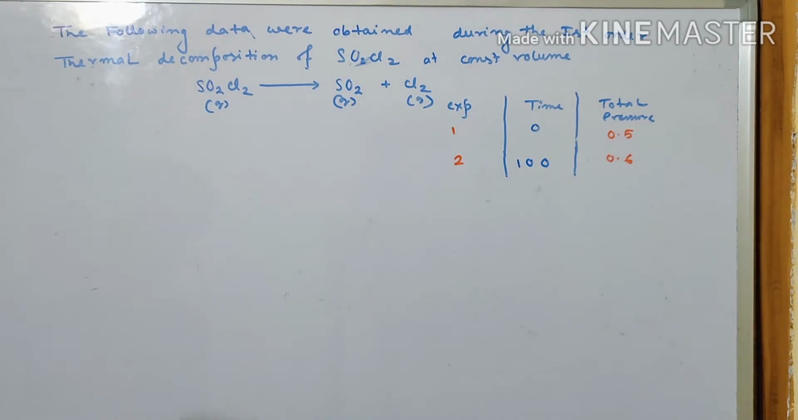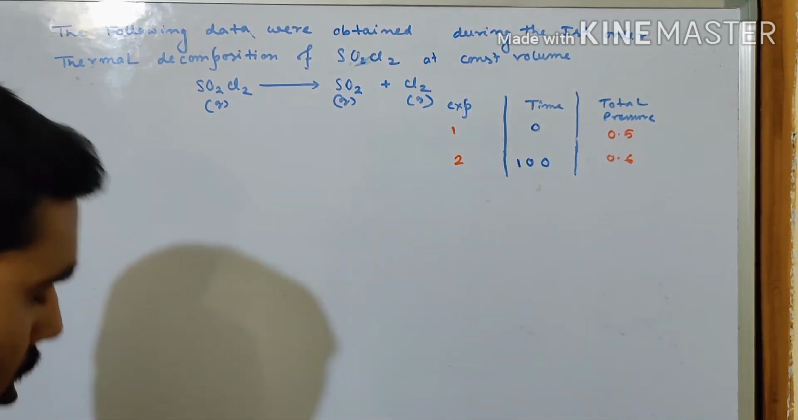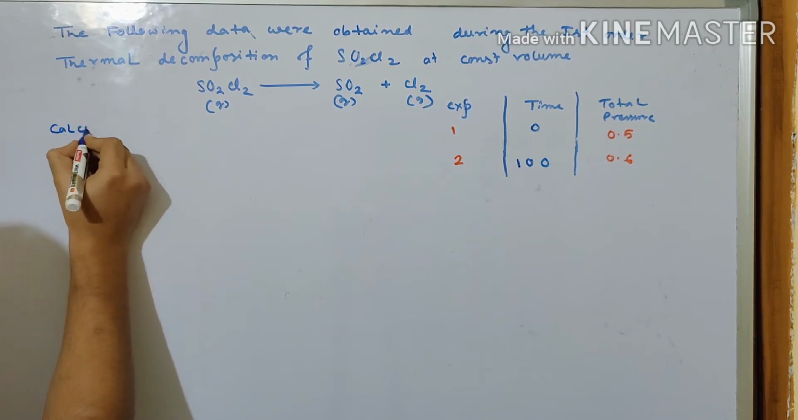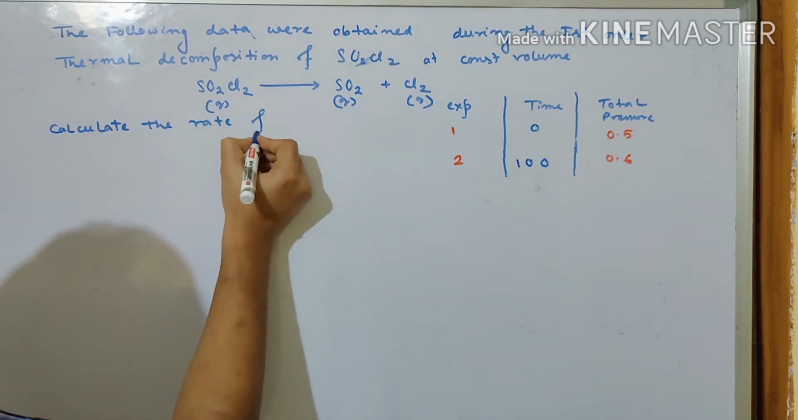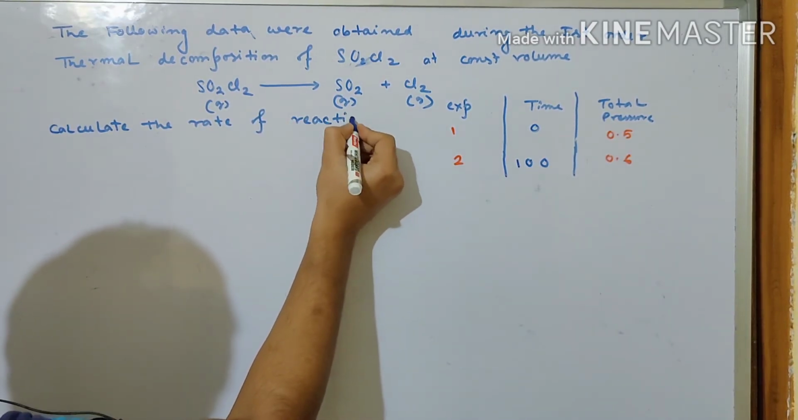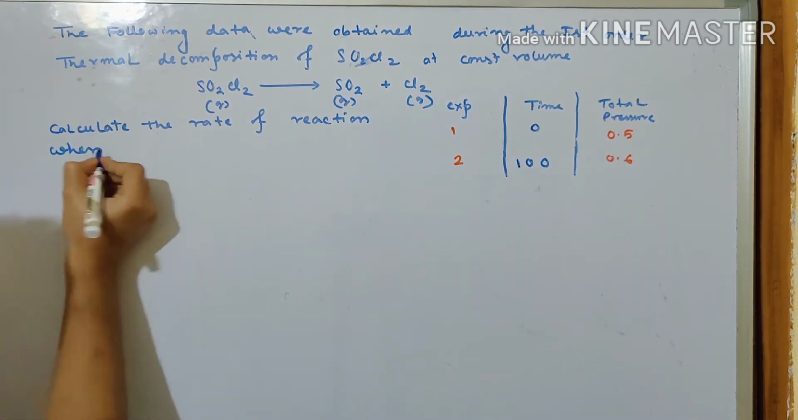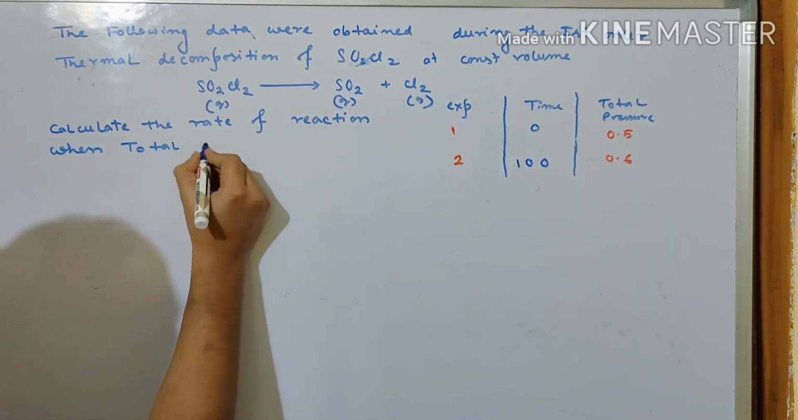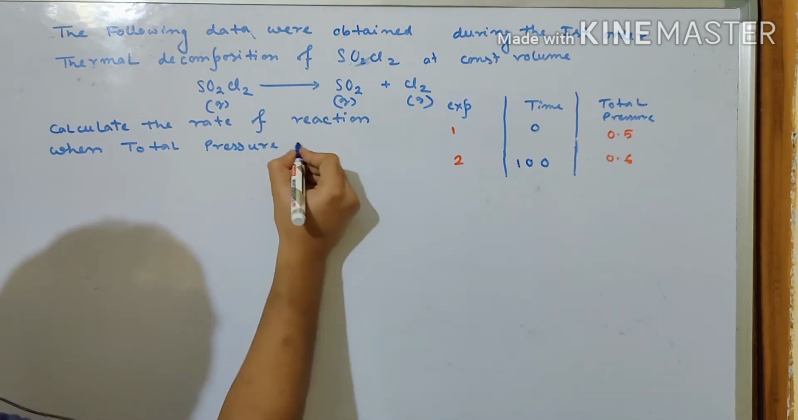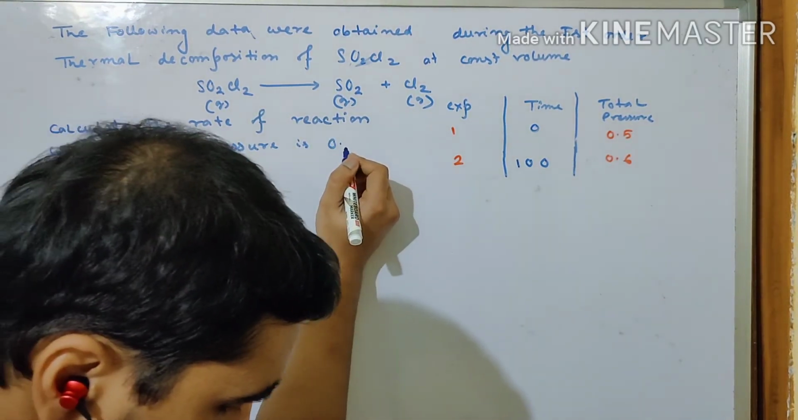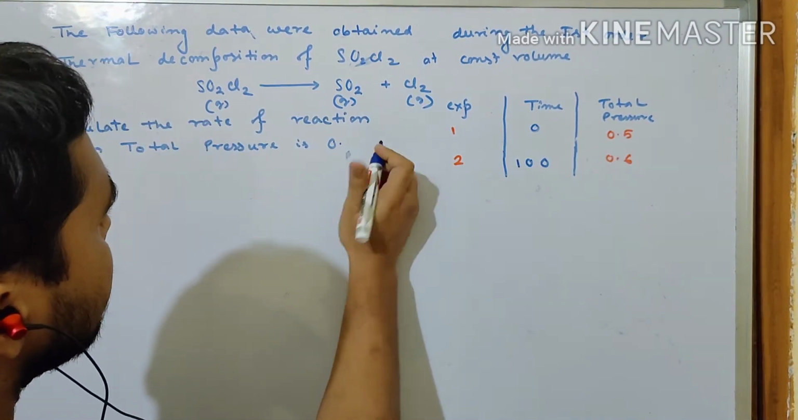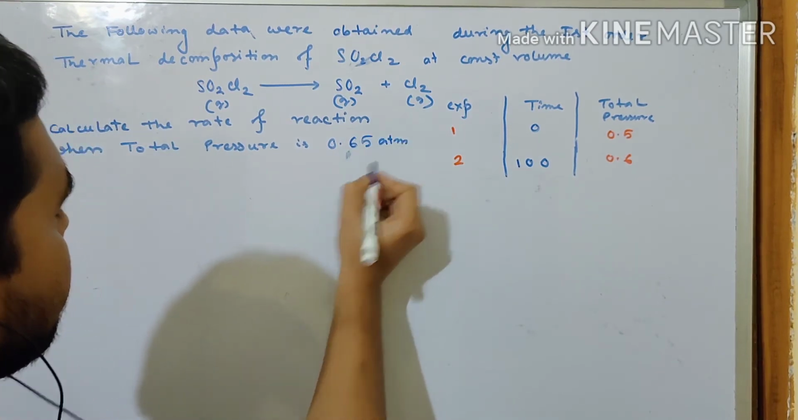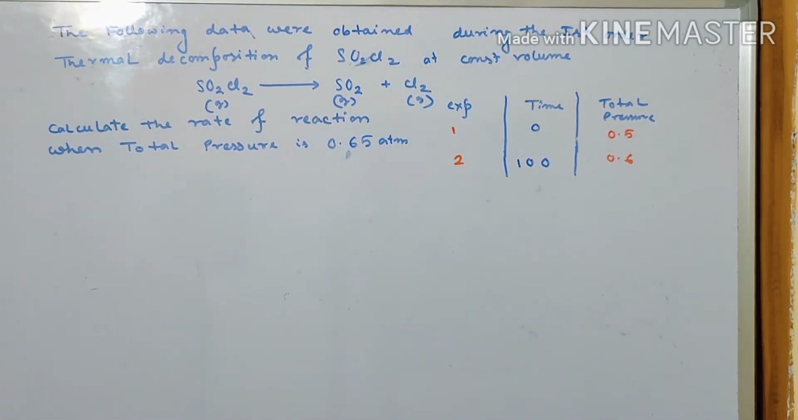The question is, calculate the rate of reaction when total pressure is 0.65 atm. Very, very interesting one. Good prototype, I would say. If we can solve this, we can solve many.